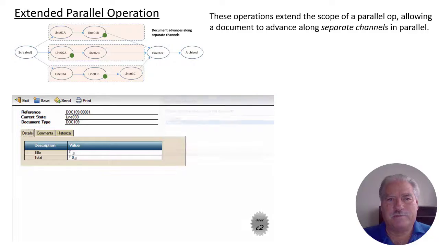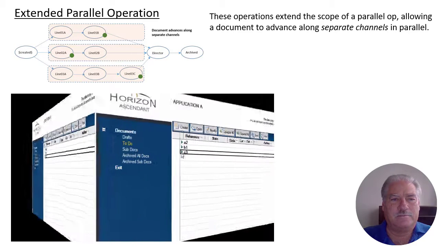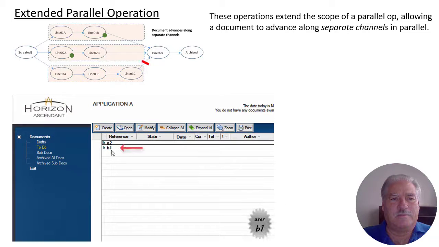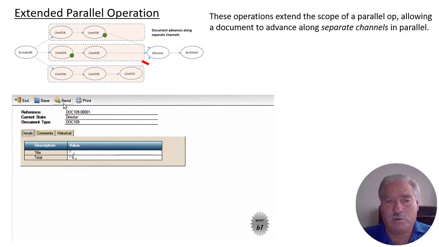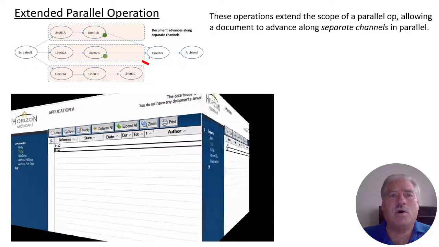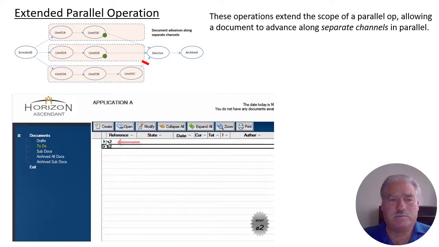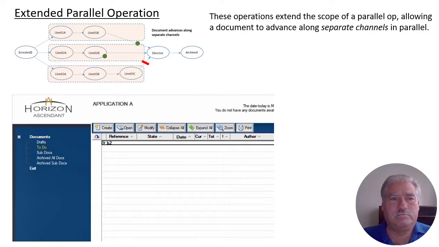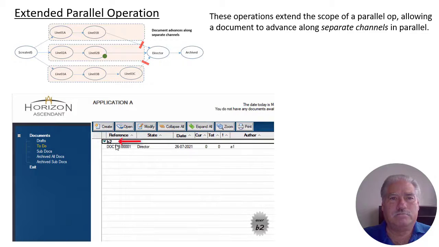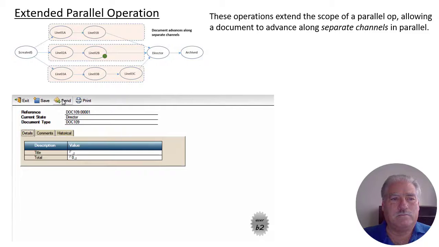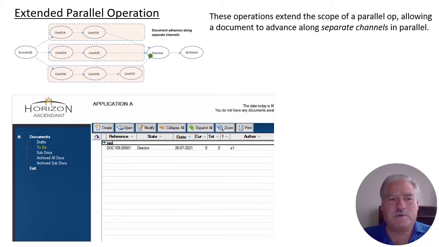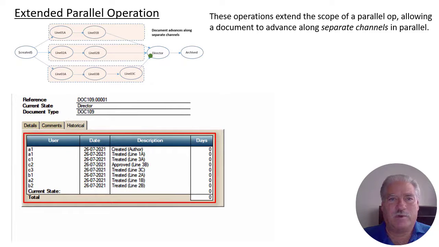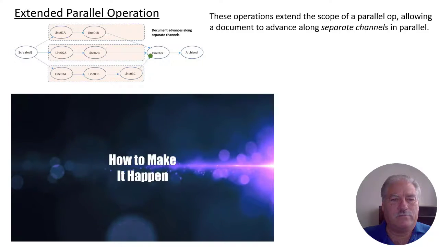I threw in an extra rule just for the heck of it. So the workflow document is only advanced to director when all of the channels have finished their course, as you can see here. So just taking a look at the history of the user interventions. So how do we make this happen?